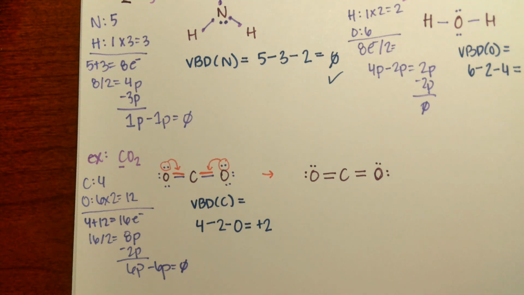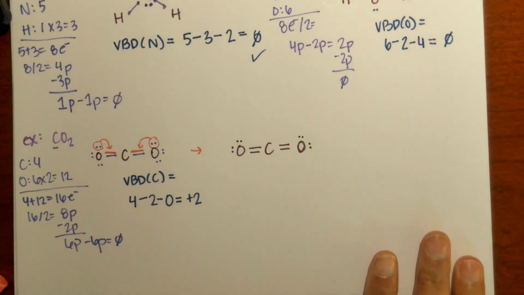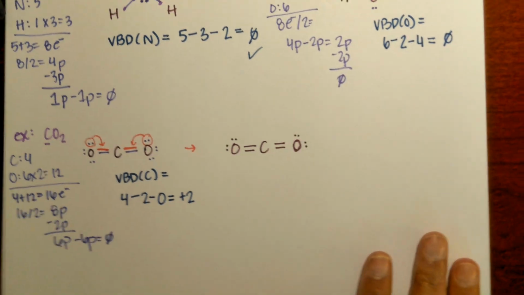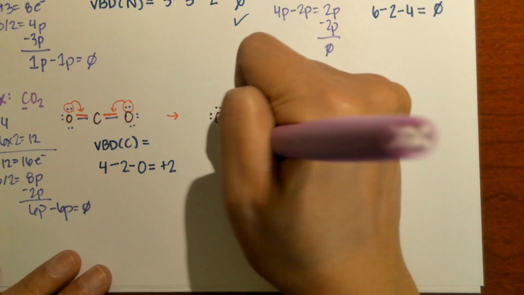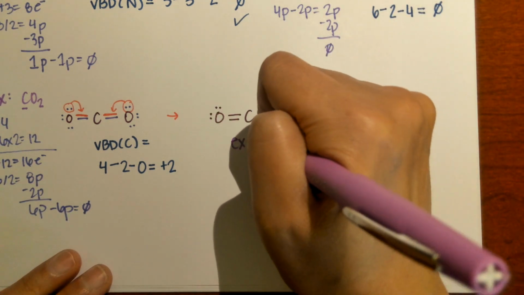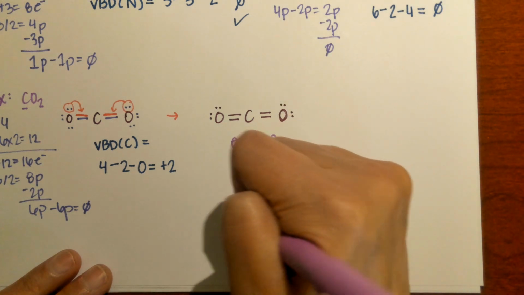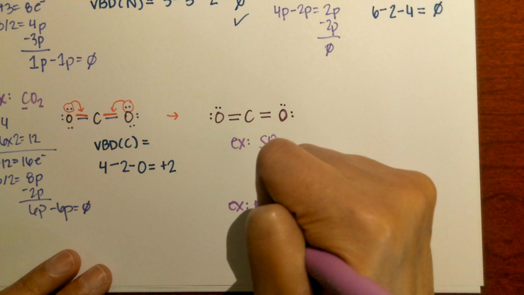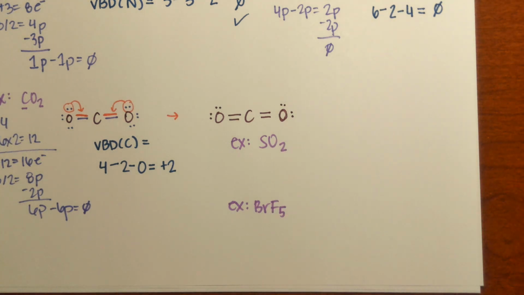All right. Awesome. So I'm going to give you 2 more examples for you to try by yourself. I would pause the video, do the work by yourself, and then unpause to check your work. So the first example, this should be pretty simple. SO2. And then another example, BrF5. Alright, pause, and then unpause.